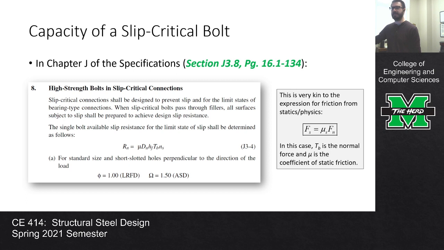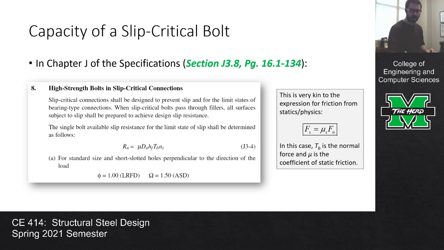Okay. So let's talk about the capacity of a slip critical bolt. Now, ultimately what we're talking about here is friction. If we go back to statics or physics, how do you determine, if I have an object resting on a surface and I yank on that object, the amount of force that is going to resist that motion due to friction? It's a function of two things.